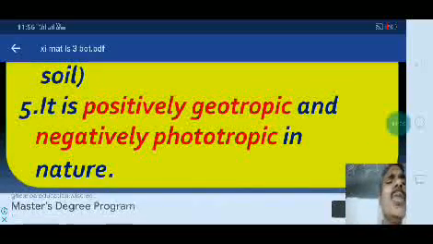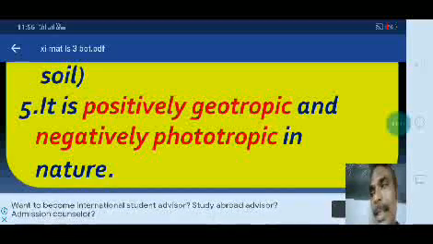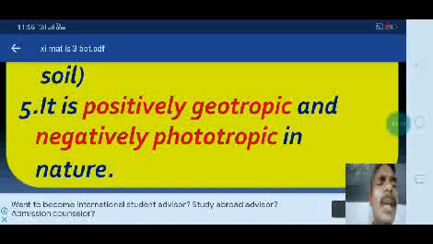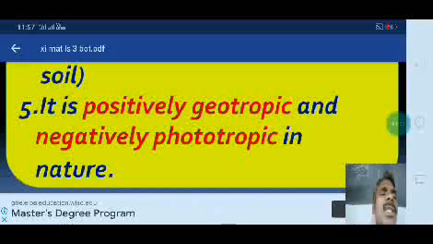Then it is positively geotropic. The roots are positively geotropic and negatively phototropic, growing in the opposite direction to light. Roots are positively geotropic, so they grow towards the soil. Negatively phototropic is the reverse process, where the shoot grows towards the light.